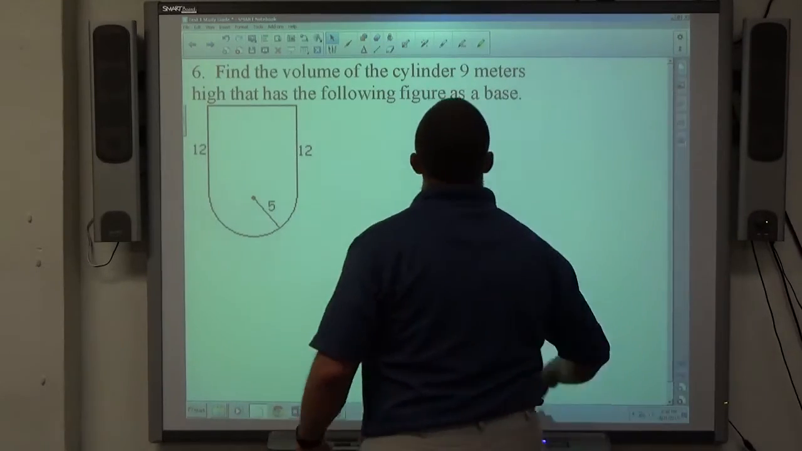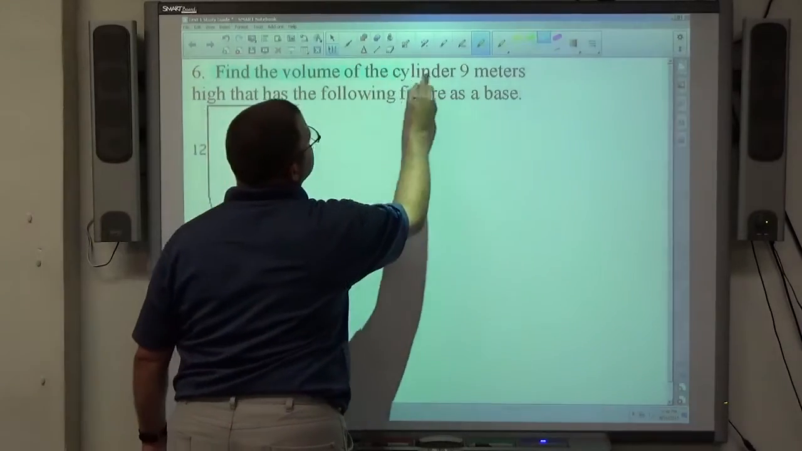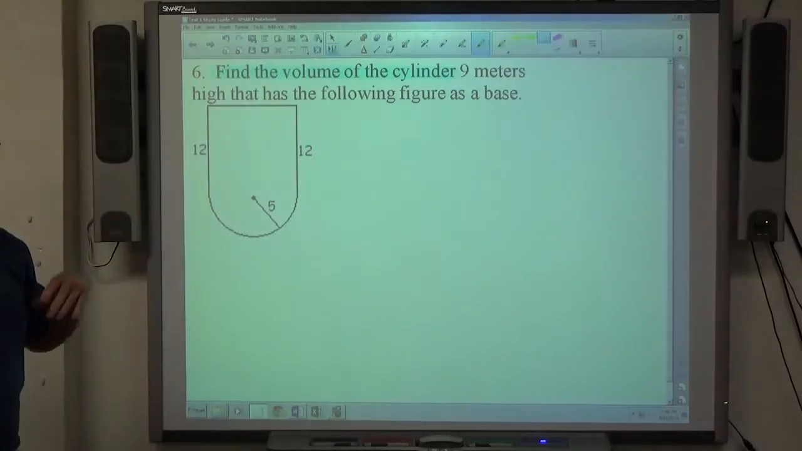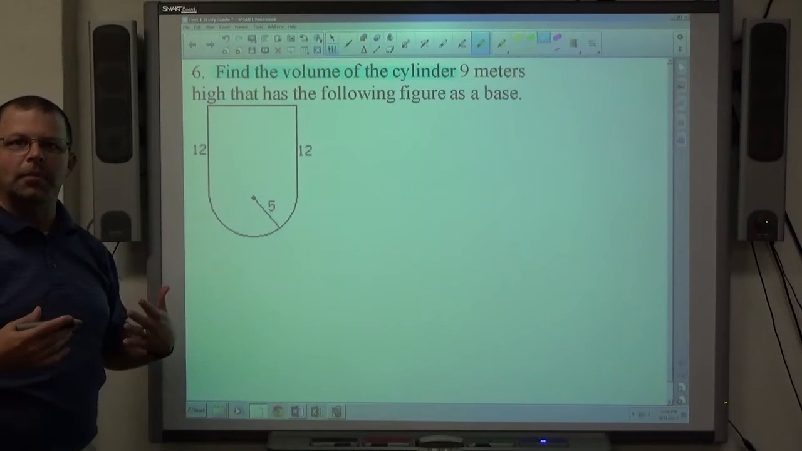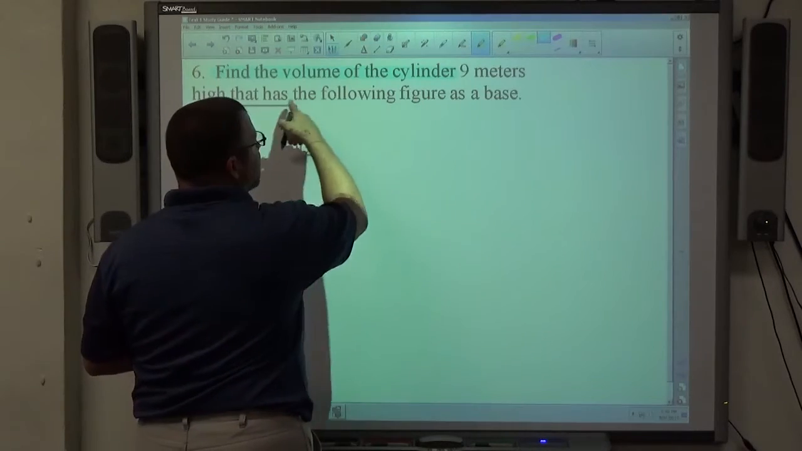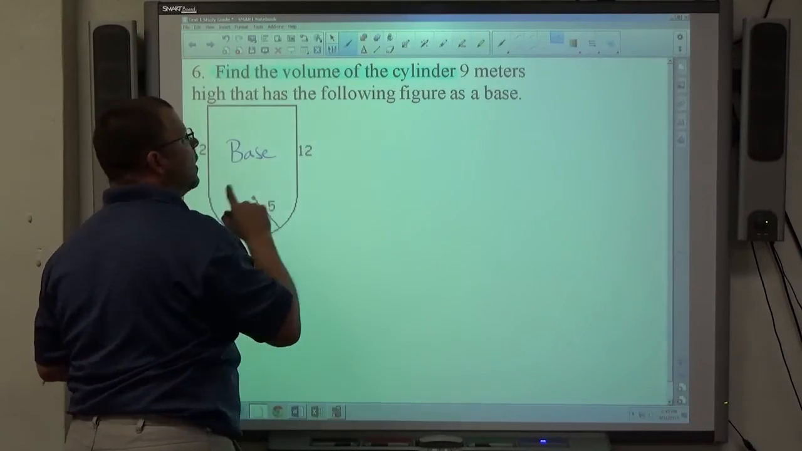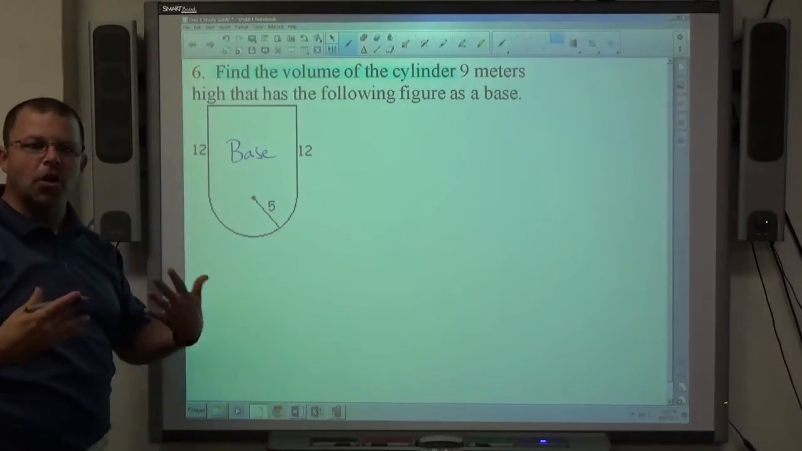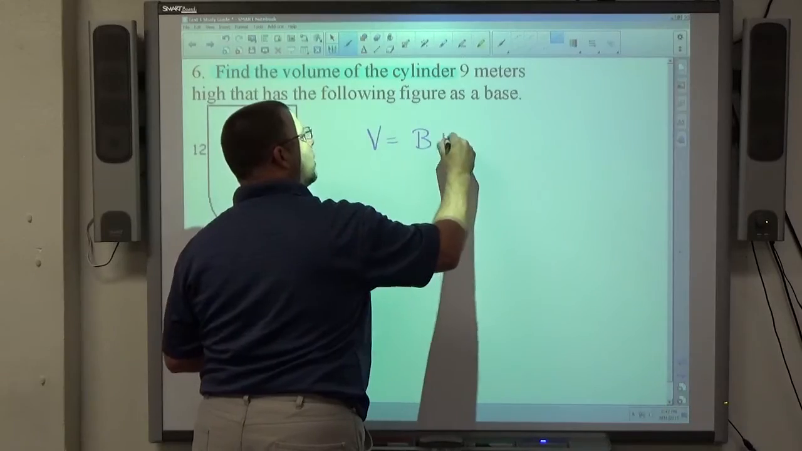Number 6, once again, focusing on the directions. It says find the volume of the cylinder. Okay, this is not a cylinder. It's a rectangle with a semicircle attached to it. So I should be able to read about the cylinder up here to find out what they're talking about. It says, has the following figure as a base. So again, this is the base of the cylinder. I'm seeing that it's asking me to find the volume of the cylinder, so I'm going to focus on the volume formula for a cylinder, which is area of base times height.